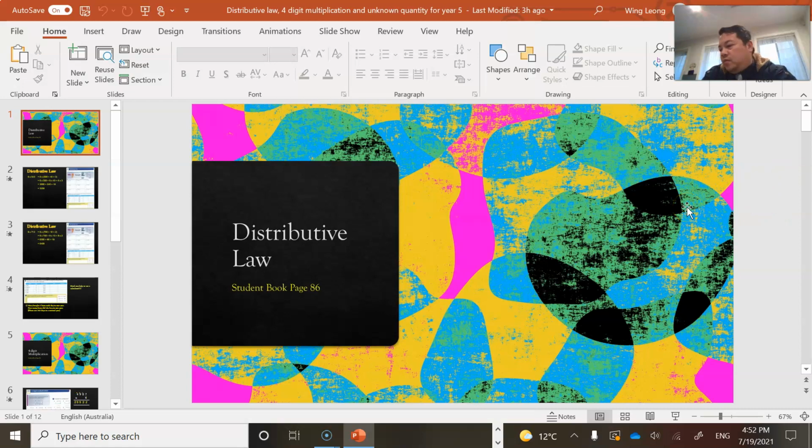So we are going to go through page 86, 94, and 99 for today. So there are quite a fair bit of things that we need to go through. So distributive law, what is distributive law? I think we have touched a little bit on commutative law in the past.